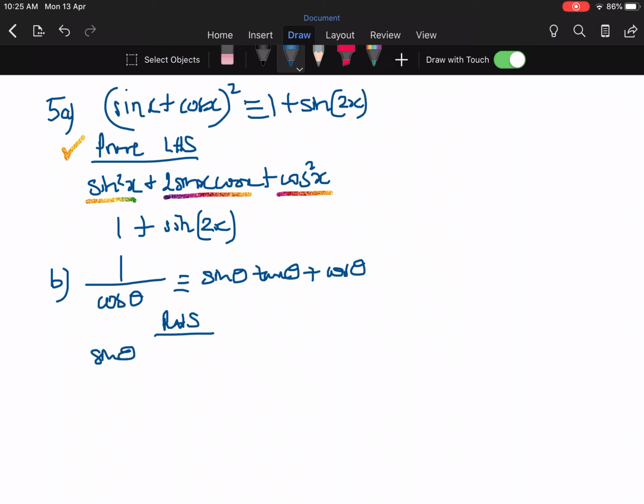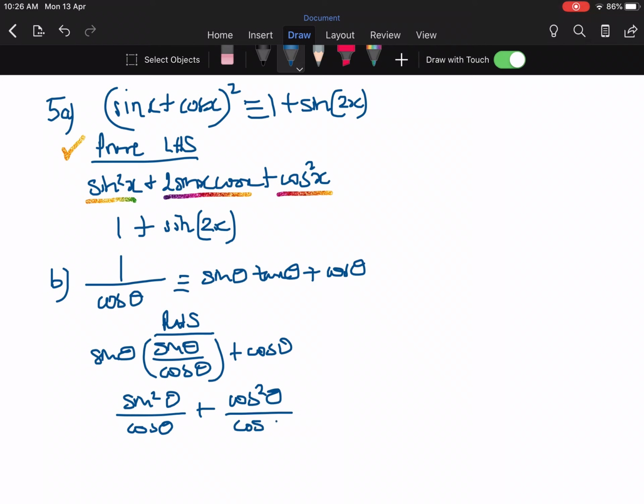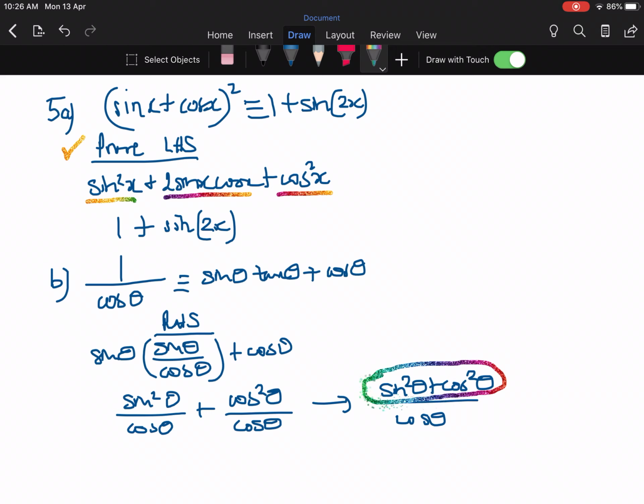So sin theta, and I'm going to change tan theta into sin theta over cos theta, plus cos theta. So I'm going to end up with sin squared theta over cos theta plus, and then I'm going to make that a common denominator, so I'm going to change that to cos squared theta over cos theta. So now I have a common denominator, cos theta, and then I've got sin squared theta plus cos squared theta. And then again, using the same identity we used before, we know that this is equal to 1.